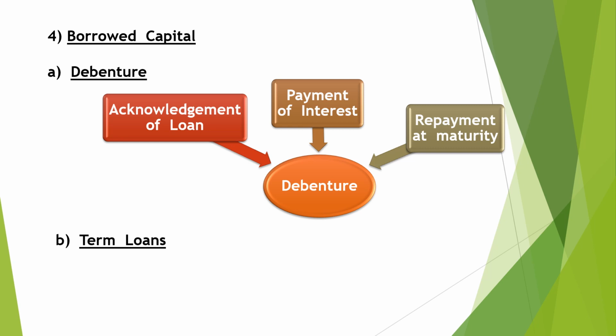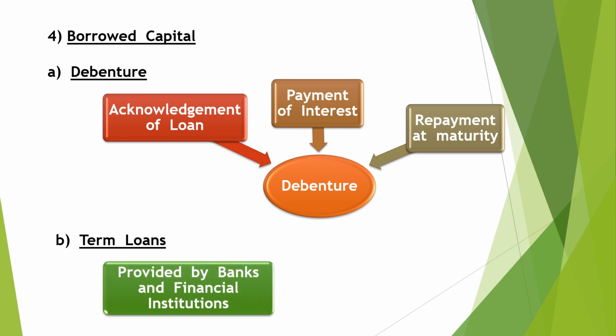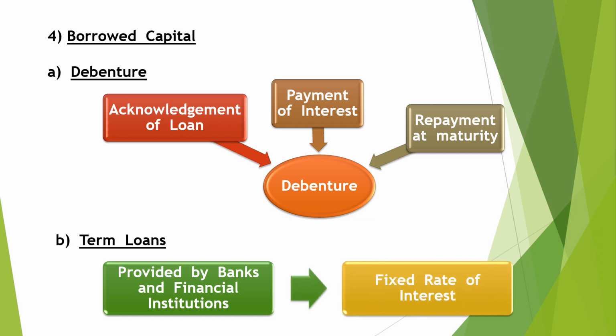The second type of borrowed capital is in the form of term loans. A company also takes loans from banks and financial institutions for which it is required to pay a fixed rate of interest. So, borrowed capital can be in the form of debentures as well as in the form of term loans. So with this, dear children, we completed all the four components of capital structure, which included equity share capital, preference share capital, retained earnings and borrowed capital.